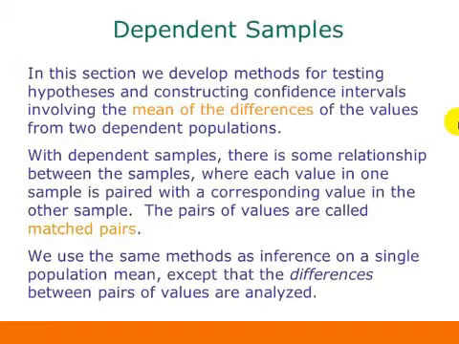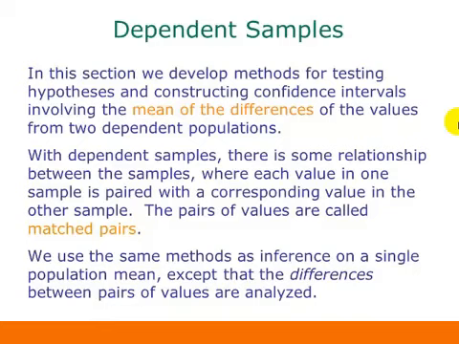So first let's talk about what dependent samples and matched pairs actually mean. In this section we develop methods for testing hypotheses and constructing confidence intervals involving the mean of the differences of the values from two dependent populations. With dependent samples, there's some relationship between the samples, where each value in one sample is paired with a corresponding value in the other sample. The pairs of values are called matched pairs.